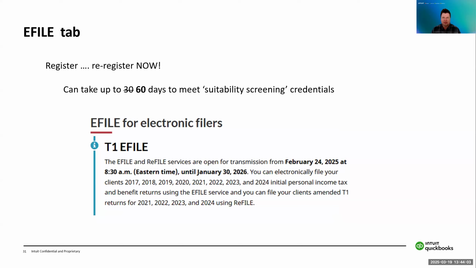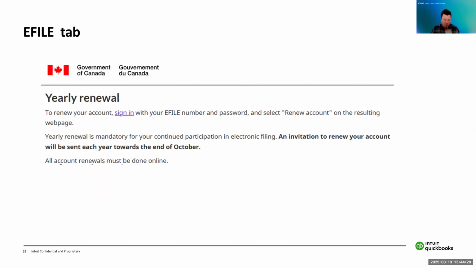And what else was I going to say on that? Oh, just Google e-file CRA. Make sure you are on the Canada.ca website when you are doing that so that you can sign up to be an e-filer. It is a pretty simple sign-up process. It just takes time to get approved. Also note that there is a yearly renewal requirement when you are an e-filer, so you have to renew each year. Again, it's fairly simple, but it does take time.